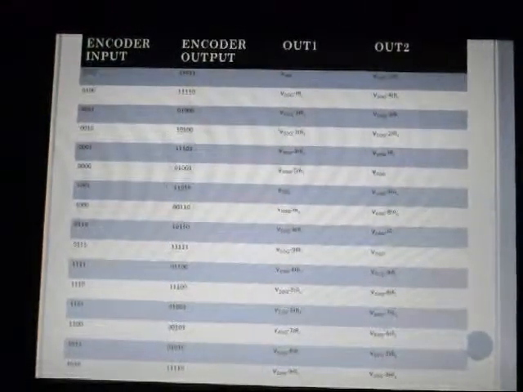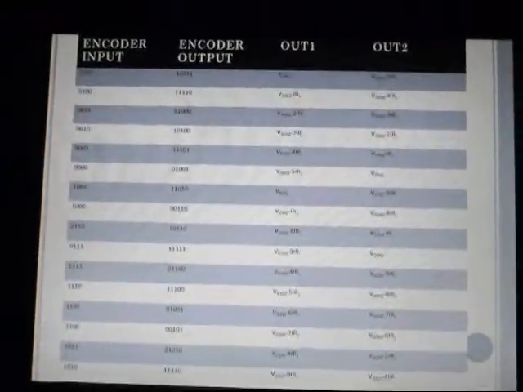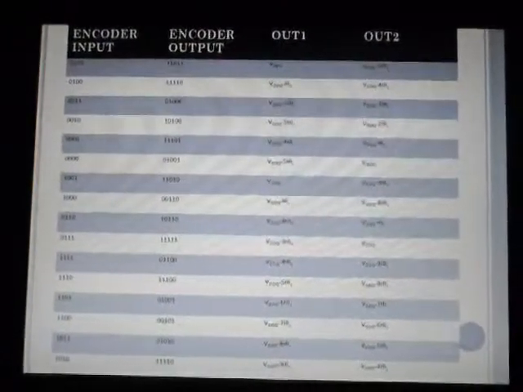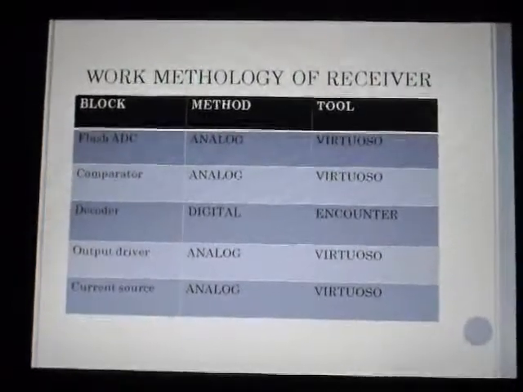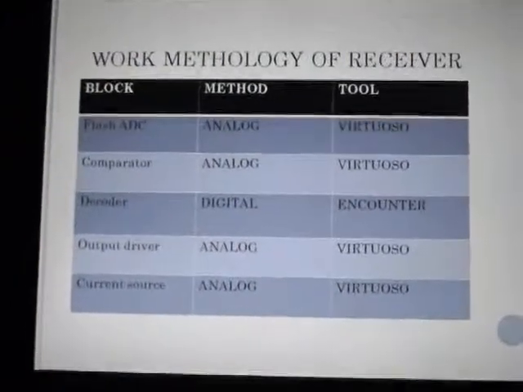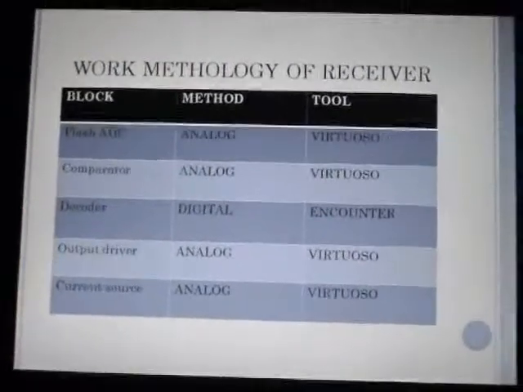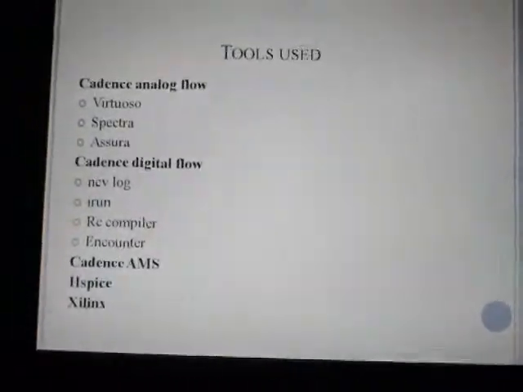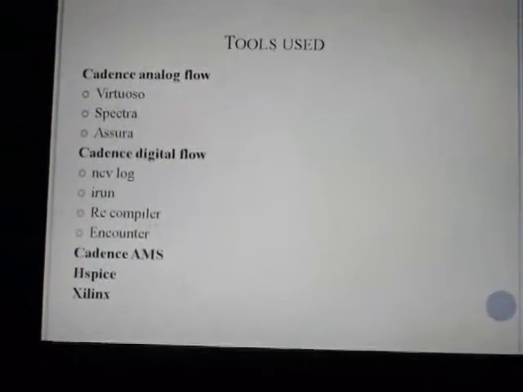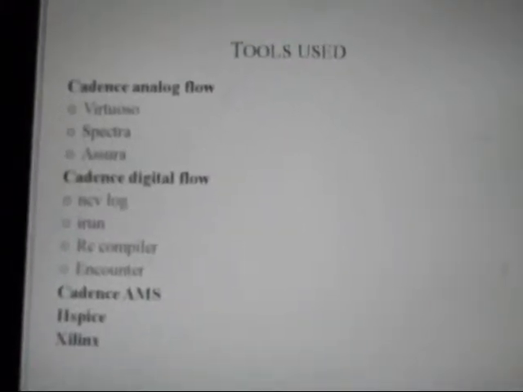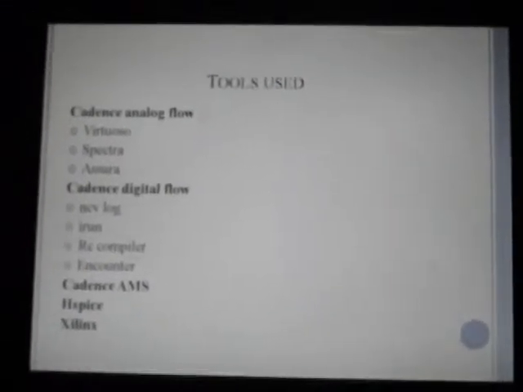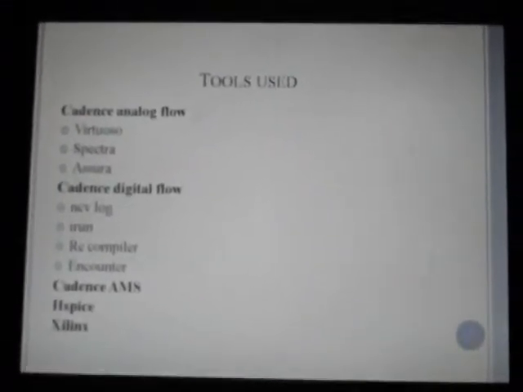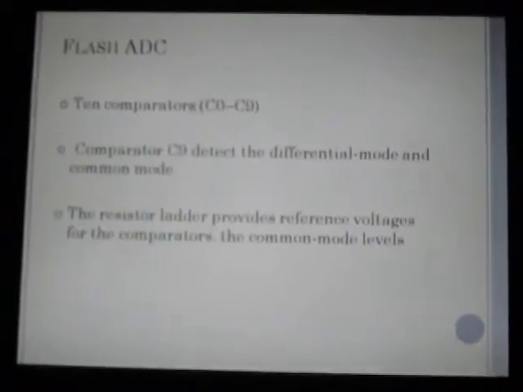These are the Encounter transmitter outputs, out 1 and out 2 of the transmitter. Flash ADC, comparator and decoder are the working methodology of the receiver, some in Virtuoso and others in Encounter. I have used the Cadence flow tools. For digital I have used these tools; the digital flow is by means of coding. I have used the analog mixed signal approach, AMS, in Cadence to combine these things.